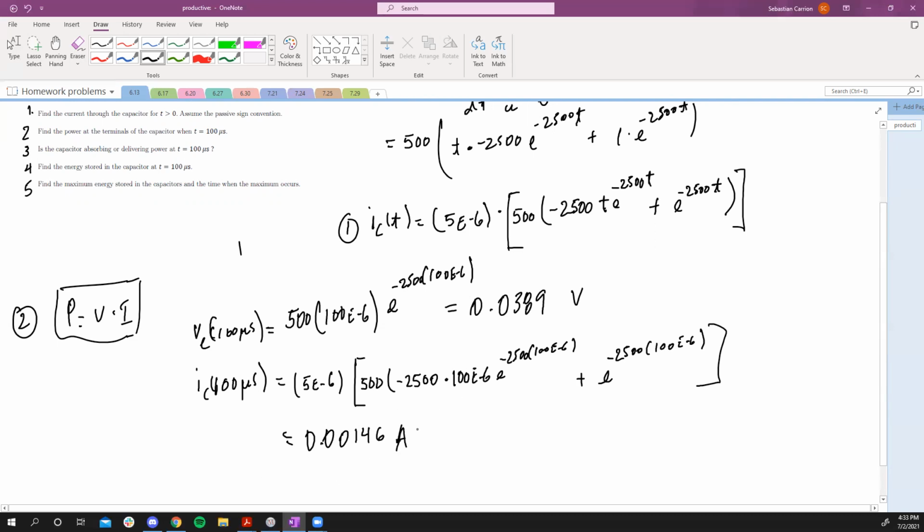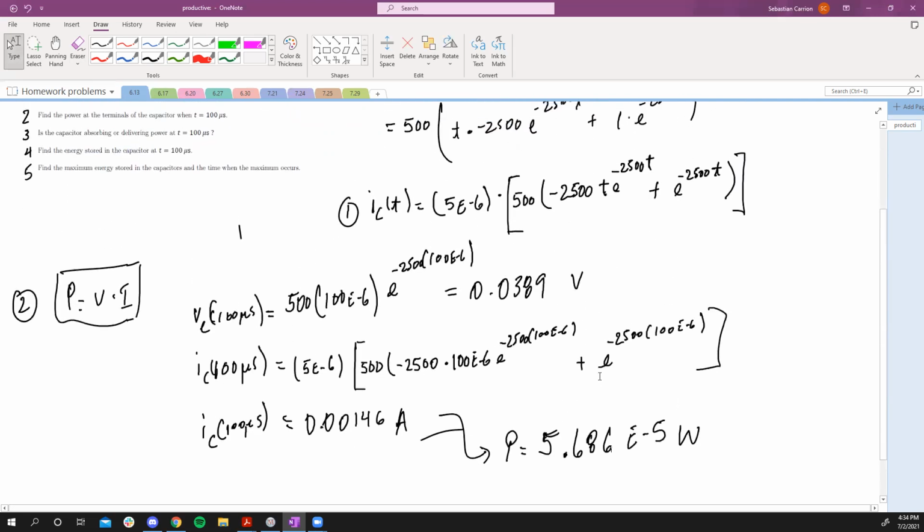Round it off there. So our power is going to be the multiplication of these two, and that would be 5.686, I'll round it off there, e to the negative 5 watts. It's going to be very little power.